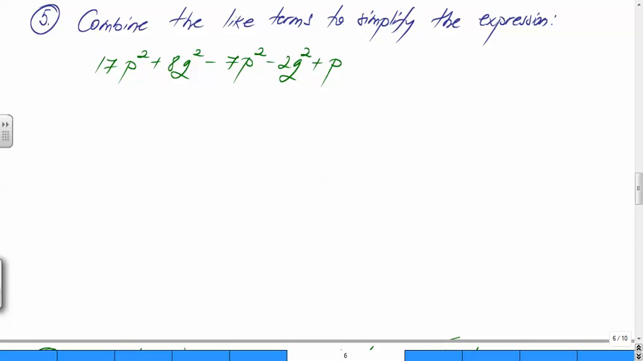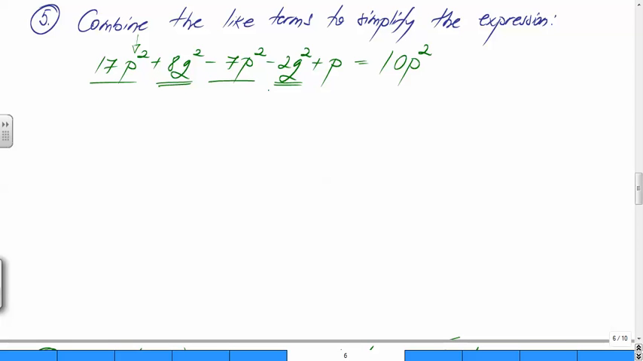Let's start with the first one, and I recommend you follow the same way I'm doing it here. You're going to underline it, 17p squared. I'm looking for another p squared. I have one right here, minus 7p squared. Well, that's all, right? No more p squared in here. But 17p squared minus 7p squared is going to be 10p squared, whatever that is, right? Next thing, q squared. I have 8q squared.